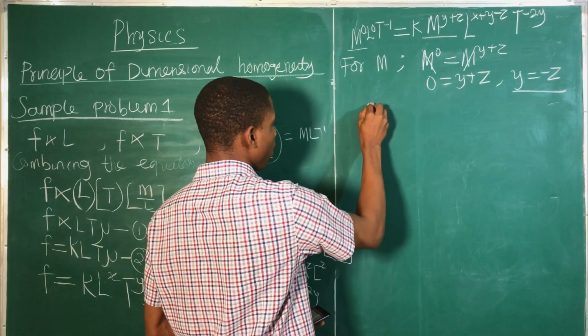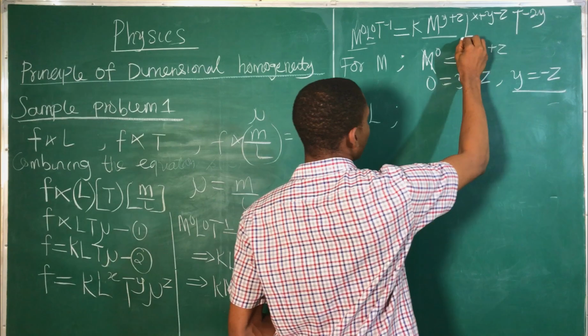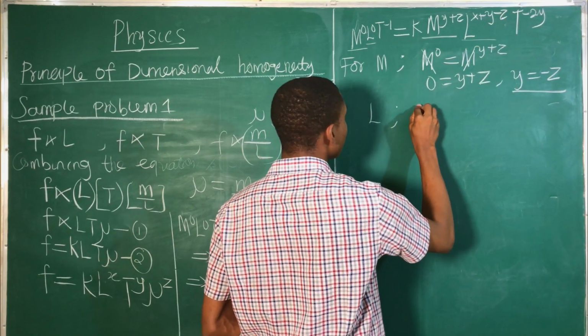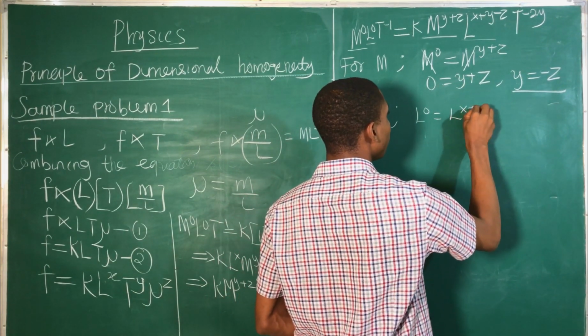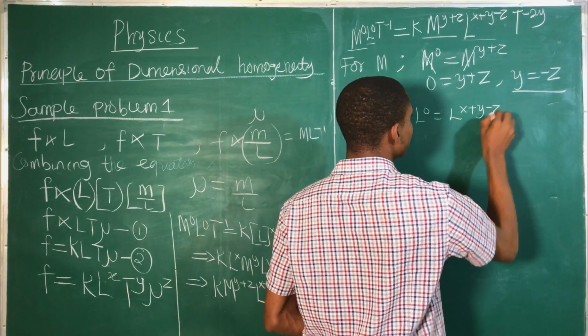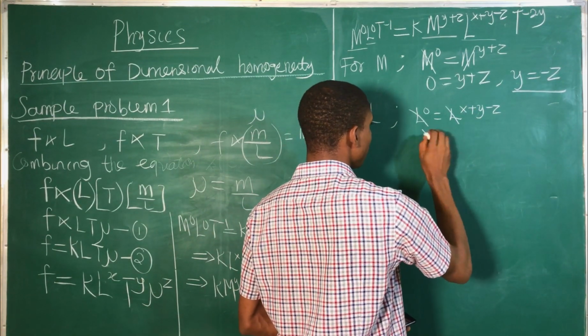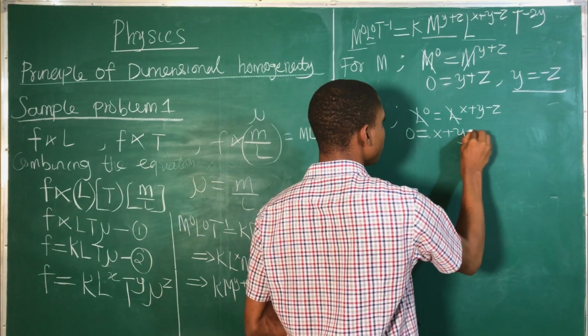So let's consider L. For L, we're considering L raised to the power 0 and L raised to the power X plus Y minus Z. So we have L raised to the power 0 equals L, of course, we have this. So this will cancel this, and we have 0 equals X plus Y minus Z.